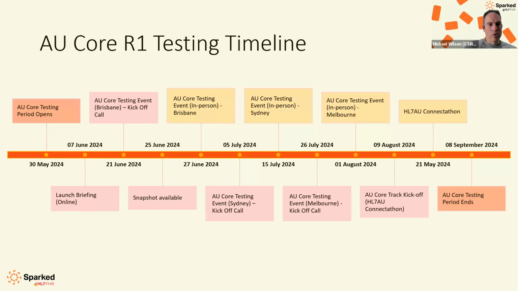I've just talked through that, but this is the timeline about the testing events. For each testing event, a week prior, we'll have a kickoff call, similar to what we do for normal Connectathons, where we talk about what we're going to do at the event and the technical connectivity details and the like. We'll run those a week before each of the in-person testing events. The timeline runs from the 25th of June when the snapshot's available, right through until the 8th of September when ballot closes.